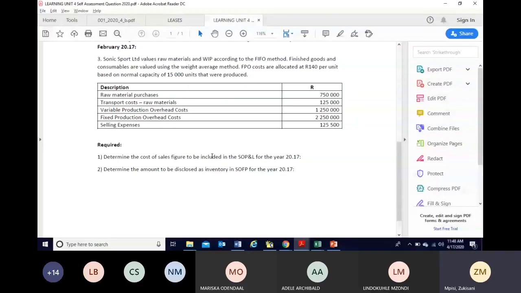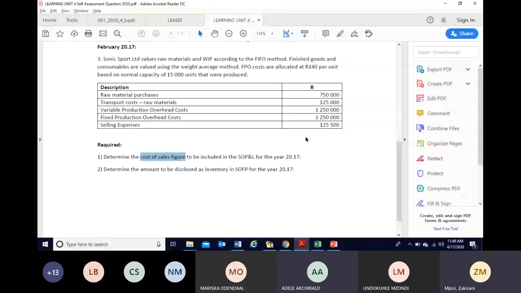1, determine the cost of sales figure to be included in the statement of profit or loss and other comprehensive income for the year 2017. And then number 2, determine the amount to be disclosed as inventory in the statement of financial position for the year 2017. So this is what this one says. So I want us now to go and try and attempt this question. So we'll try dealing with number 1, and then eventually we will deal with number 2.